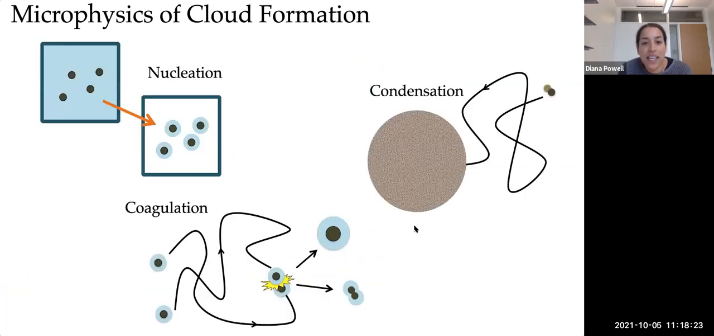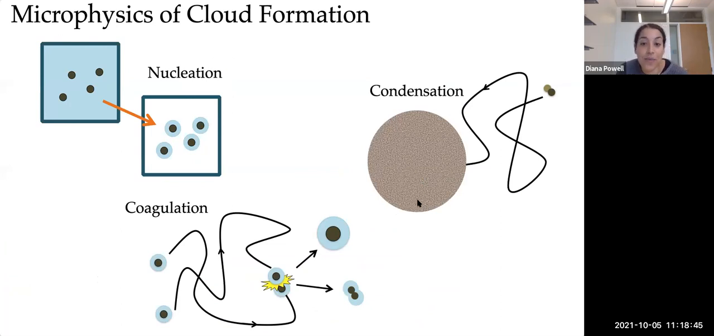And there are three key microphysical processes of cloud formation that we consider. All of these processes depend on the atmospheric conditions as well as other key properties. So the first process is nucleation, which occurs when a supersaturated background gas nucleates onto a seed particle.